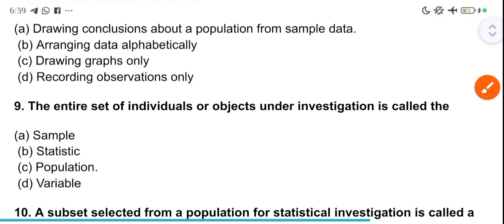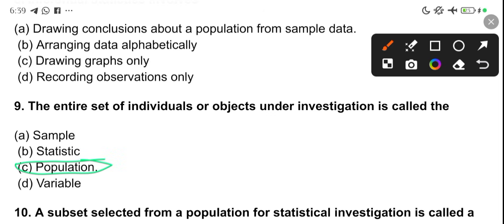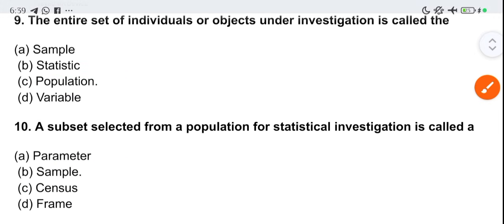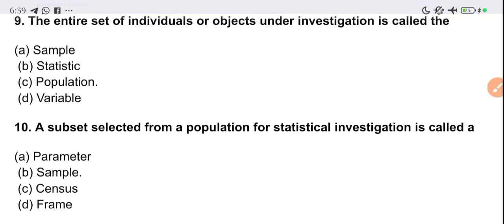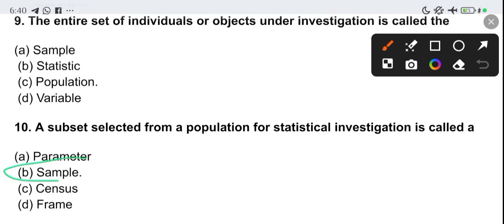Question 9: the entire set of individuals or objects under investigation is known as population. The entire set is under scope or under investigation. A subset selected from the population for statistical investigation is known as a sample. So a sample is a subset that is selected from the population. If you want to do statistics of people in Delta maybe suffering from malaria, you will not call all the Delta students out and start asking. You just pick, say, maybe 10 from each department, and that is known as a sample. Sample is different from population because of that.